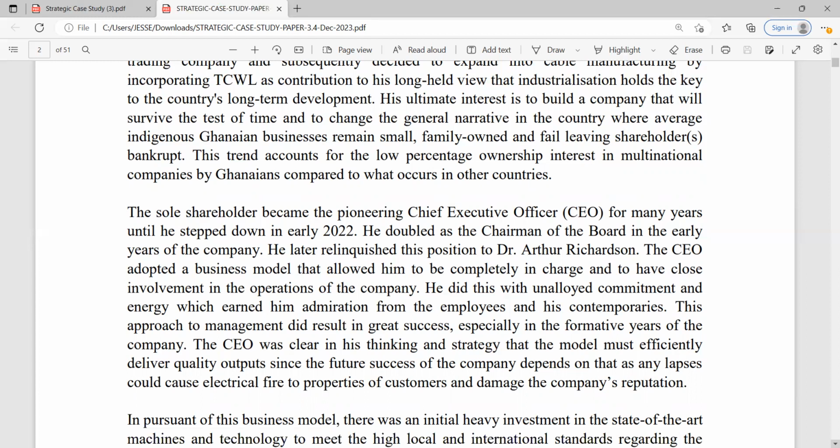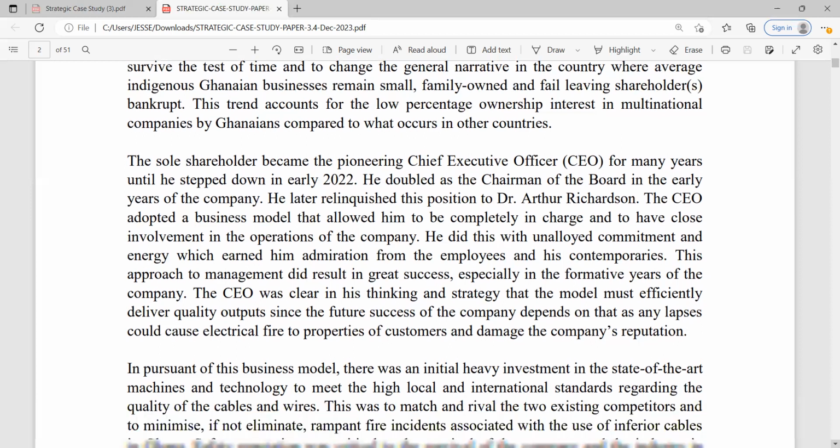So the CEO is saying here that he is very, very clear in his thinking in terms of the business model, right? He wants the business model to operate in such a way that the CEO is completely in charge of the operations of the company, so that he can concentrate on delivering good quality products, so that there are no defects with the product which can harm the reputation of the company, right?